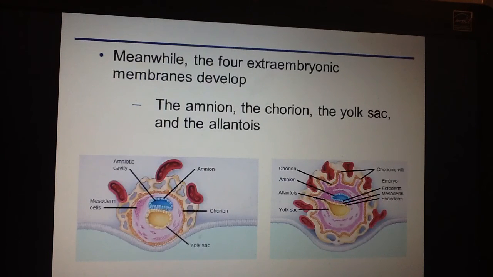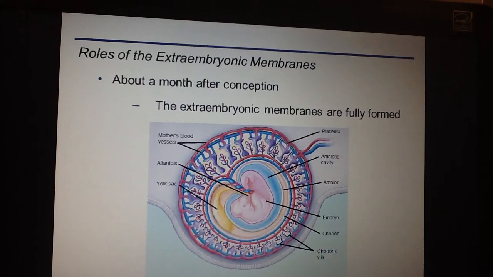Once it's there, what else is happening is that other membranes are starting to develop, called the amnion, the chorion, yolk sac, and the allantois. They're all part of the necessary process for nurturing that embryo. Now, what do they do? Once they're fully formed, it's how we develop the placenta. It's how we make our umbilical cord. It's how the female reproductive system can nurture the growing and developing embryo.